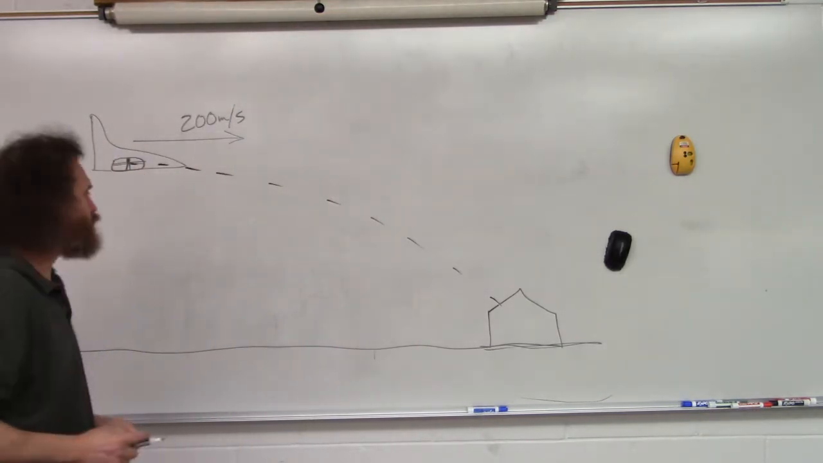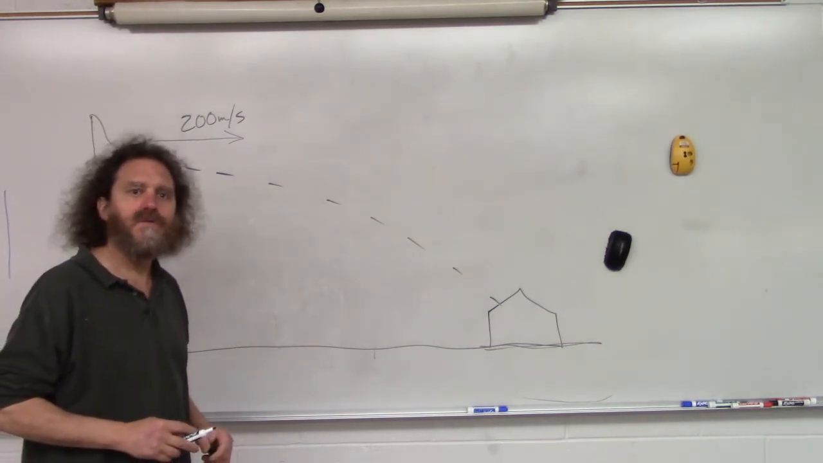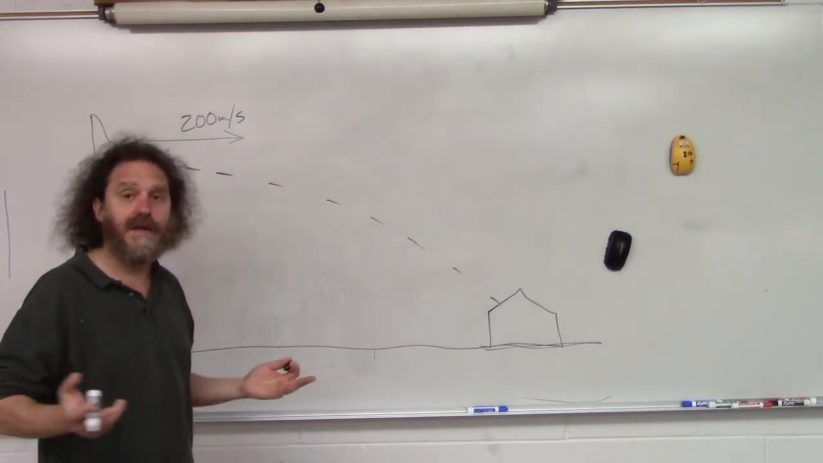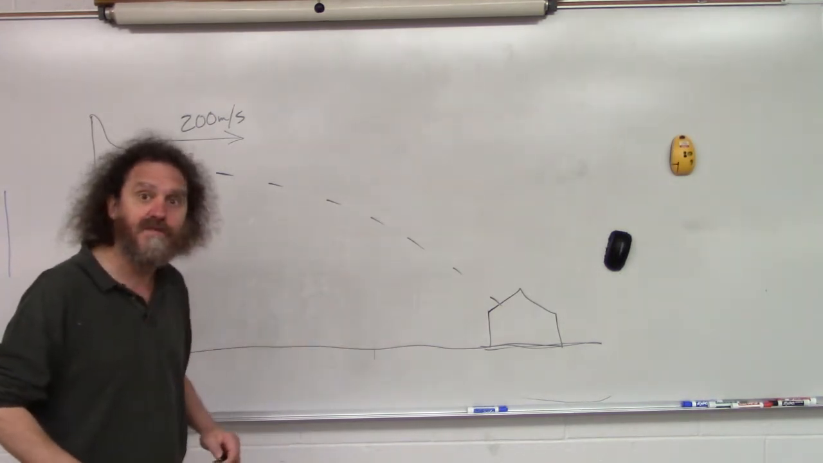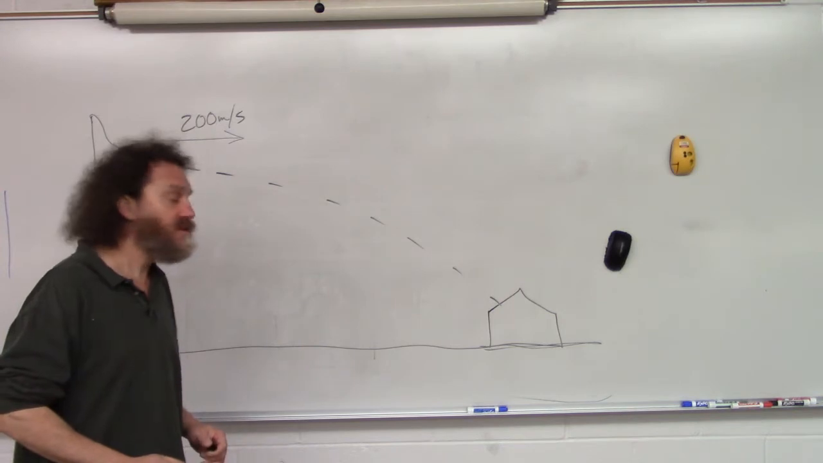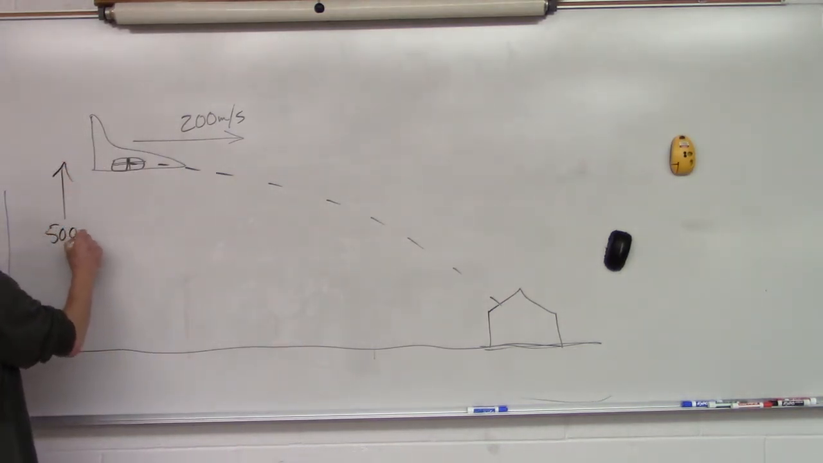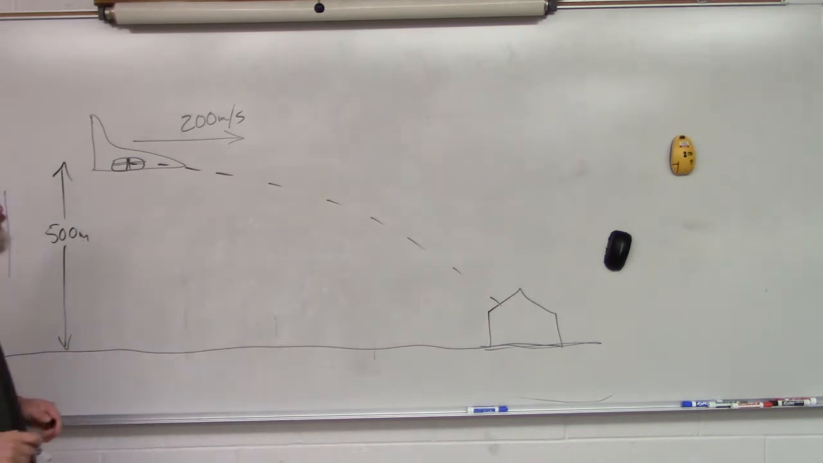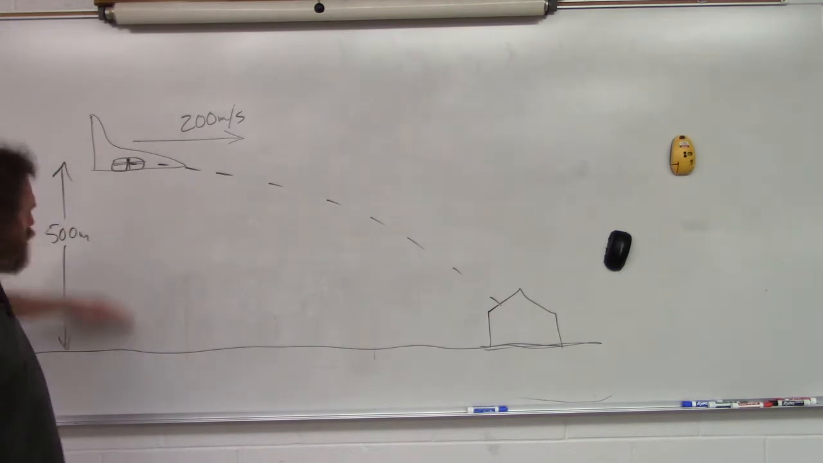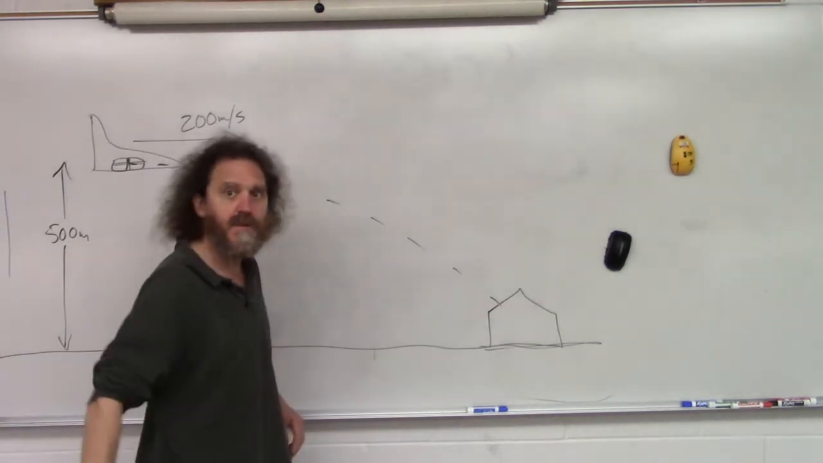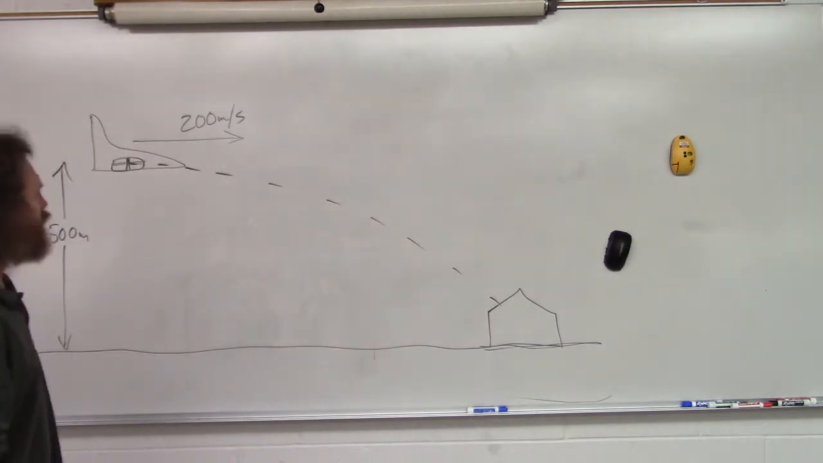So this pilot wants to know when to drop the care package in order for it to land pretty close to the building so that the people don't have to get out in the ice and walk for miles to go get the package. So let's say this is 500 meters. It's 500 meters above the ground. And he wants to drop it before he gets over the building where the people are in order to make it land in the right spot. So how do we do this?